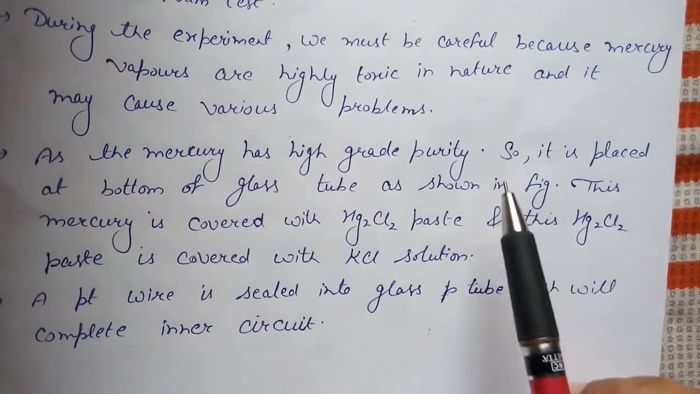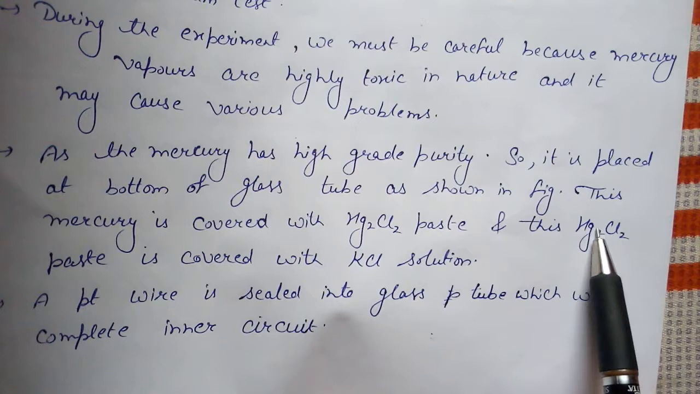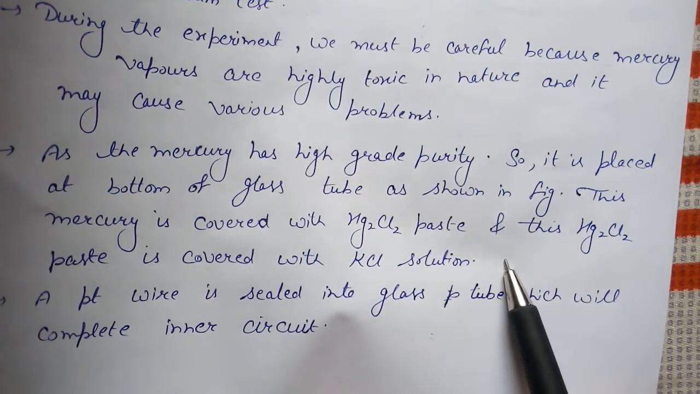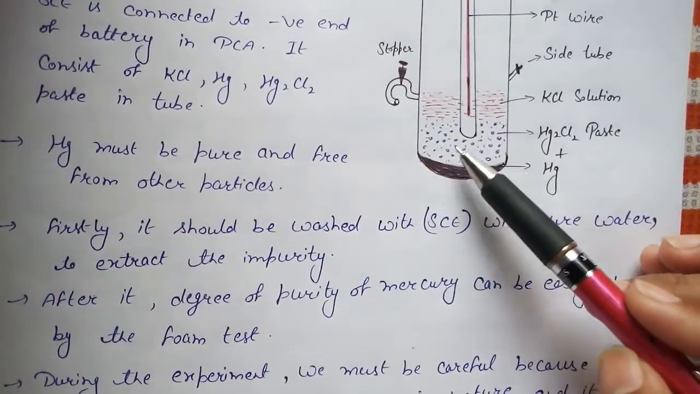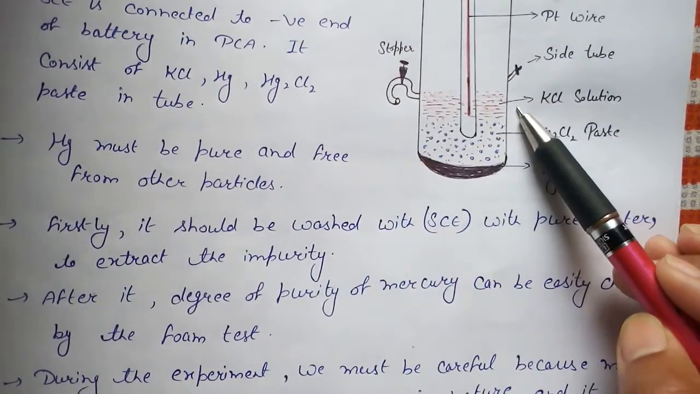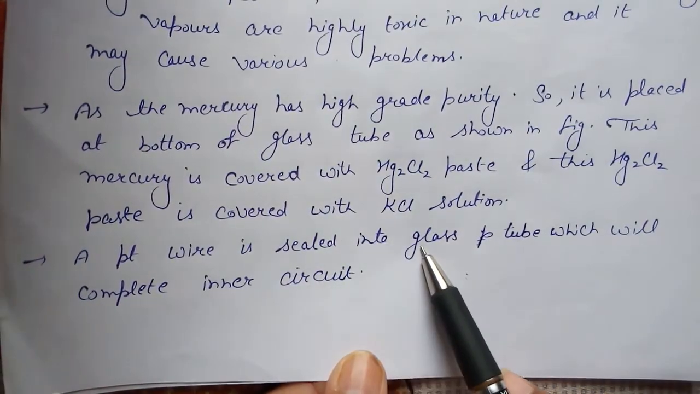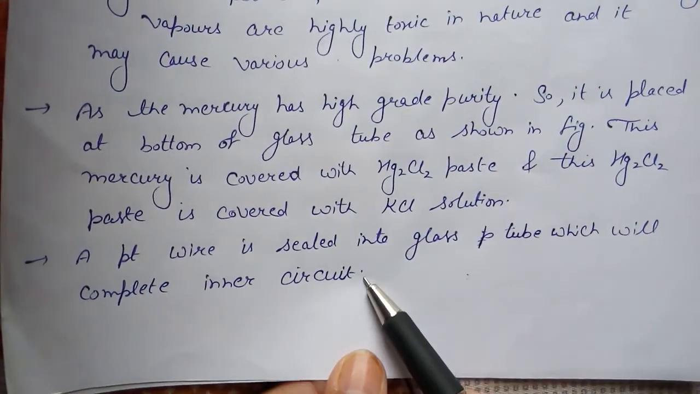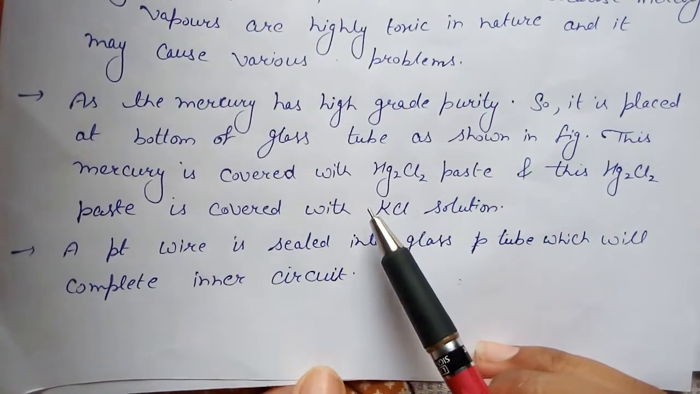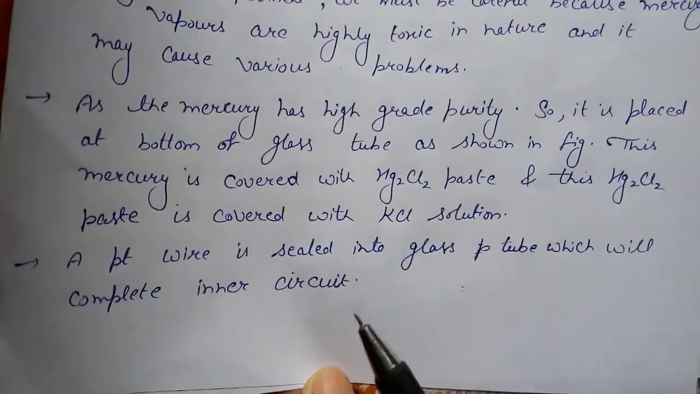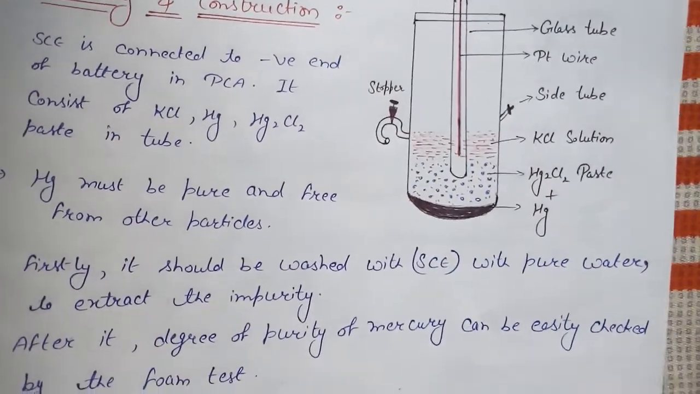After that, this mercury is covered with mercurous chloride paste. Mercurous chloride paste is covered with potassium chloride solution, right? Mercury is covered with mercurous chloride paste and mercurous chloride paste is covered with potassium chloride solution. After that, a platinum wire is sealed into the glass tube which will complete the inner circuit. What is its function? It will complete the inner circuit.